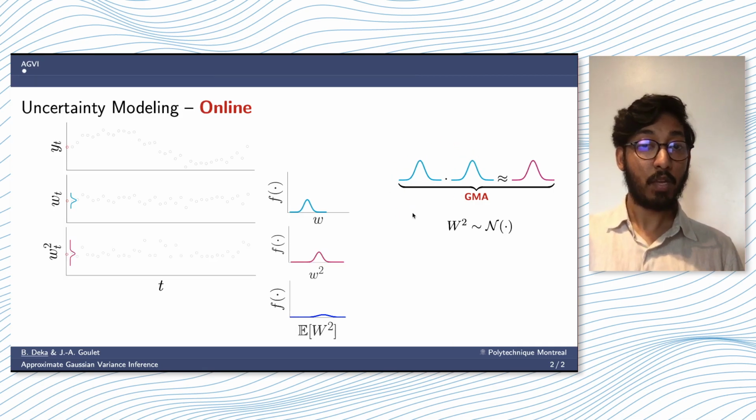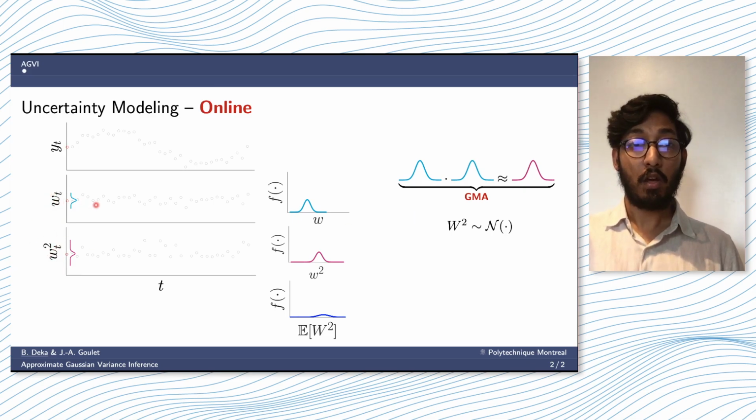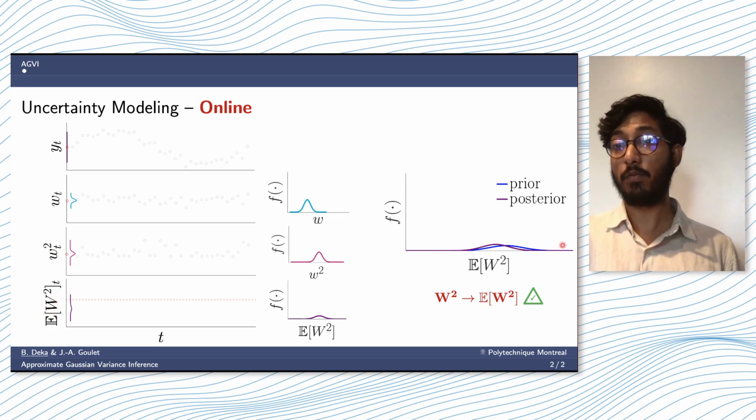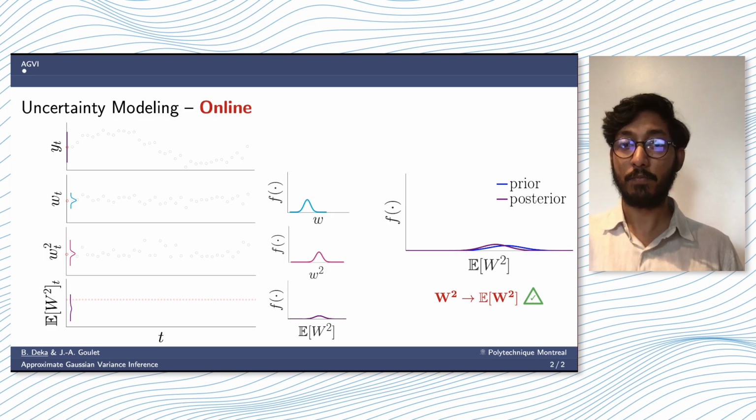Hence, using GMA, we can obtain a posterior for w squared using the posterior for w. We have also found a way to connect w squared to the expected value of w squared, meaning that once we obtain a posterior for w squared, we can obtain a posterior for the expected value of w squared. Now, if you look at the figure over here, we started with a prior, and now we have this posterior. There's hardly any difference between both distributions. This is because we have observed only one data point, and there is hardly any information to learn from just one data point.